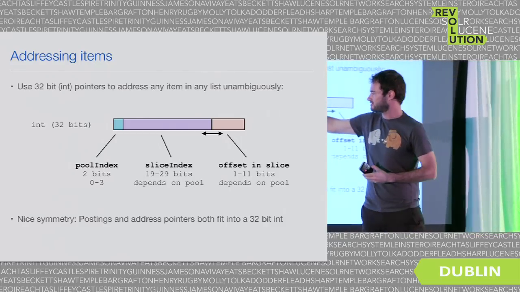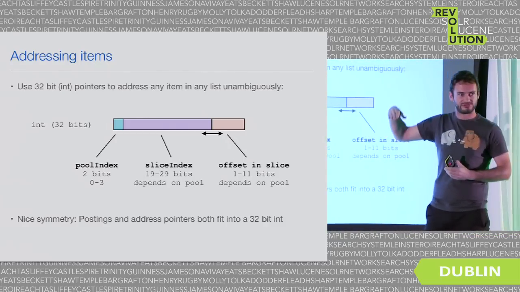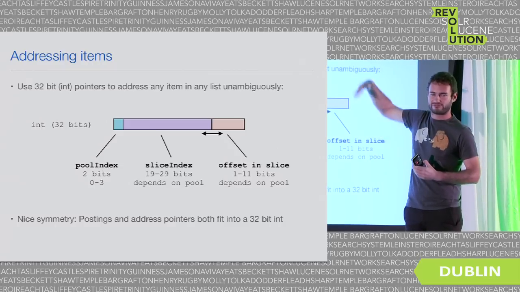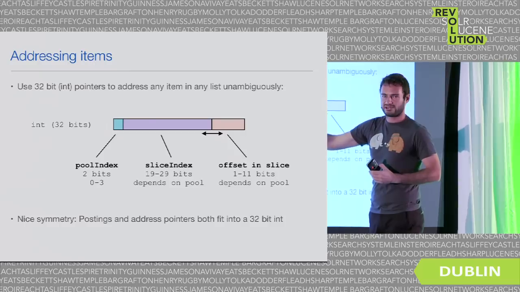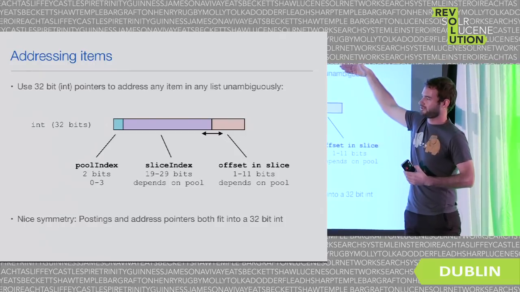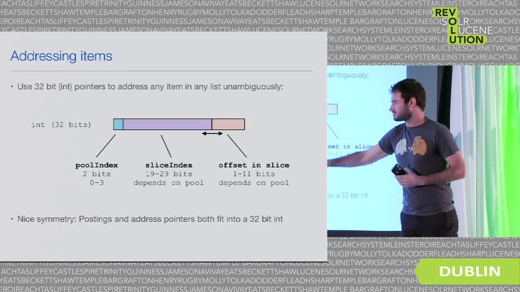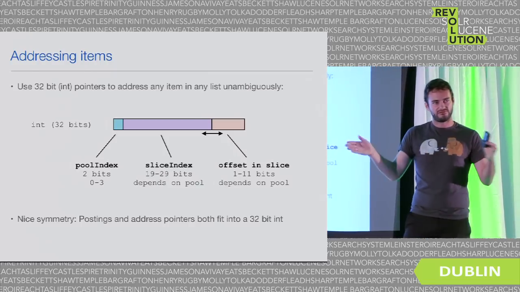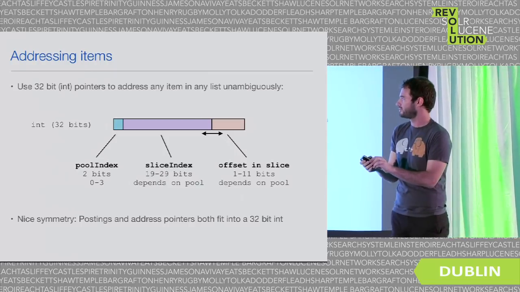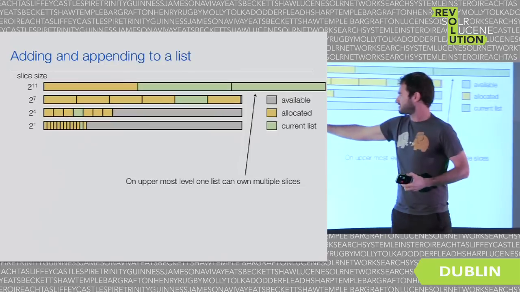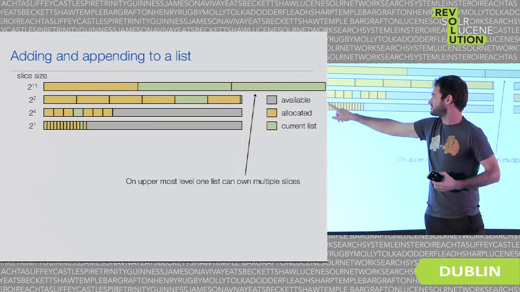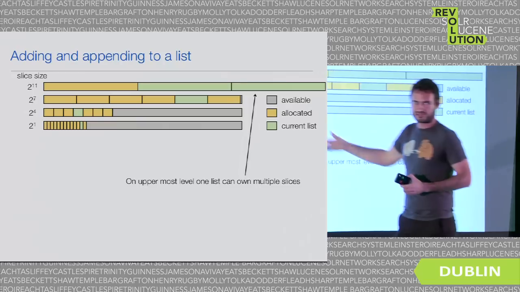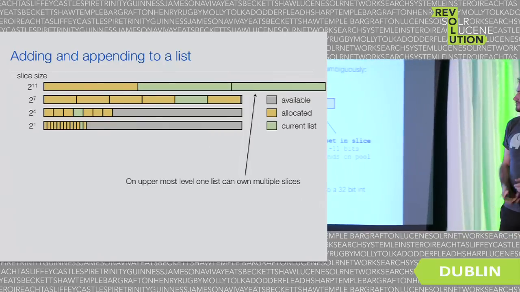The first section uses 2 bits to indicate which pool we are using, which level basically. Remember, we had 4 levels. So these 2 bits are enough to determine on which level we are talking about. The next section is the index within the level, which slice we are talking about. So for example, this would be level 0. This is the first slice, second slice, third slice. So the slice index indicates which slice we are talking about.